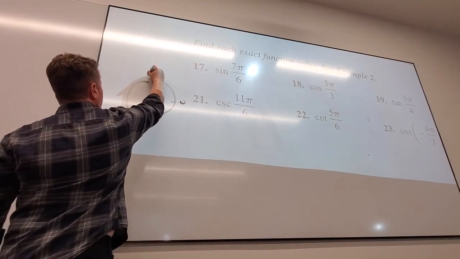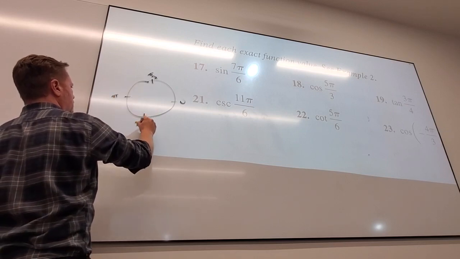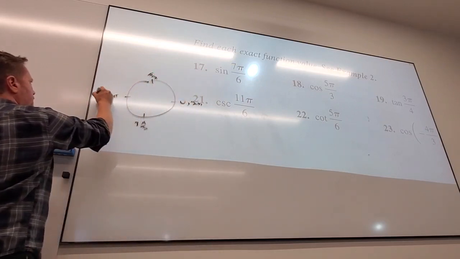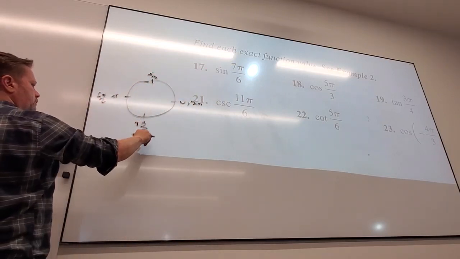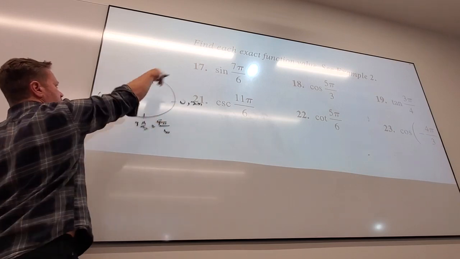This is pi over 2. Good job, Jeff. This is pi. This is 3 pi over 2. And this is 2 pi. 7 pi over 6. This is 6 pi over 6. What is this over 6? 9 pi over 6. So 7 pi over 6 is between them.